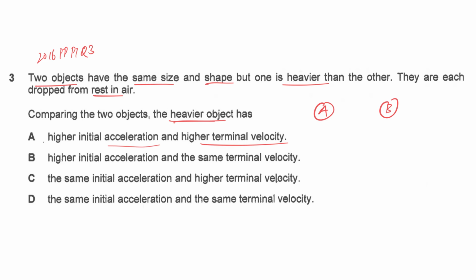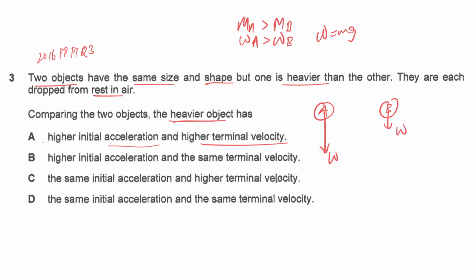First of all, since the mass of A is greater than the mass of B, in other words, the weight of A is greater than the weight of B. Because W equals mg, the weight of A will be much greater than the weight of B.